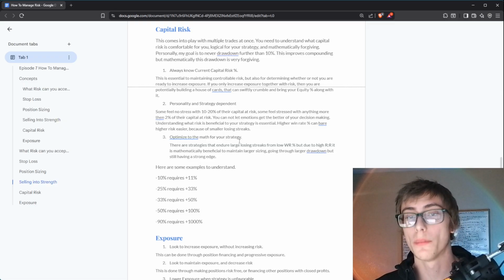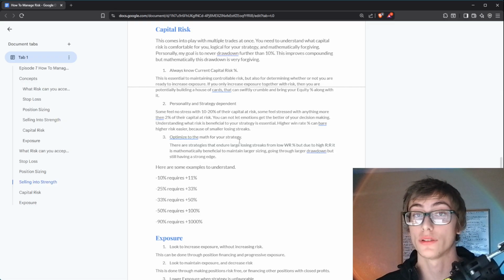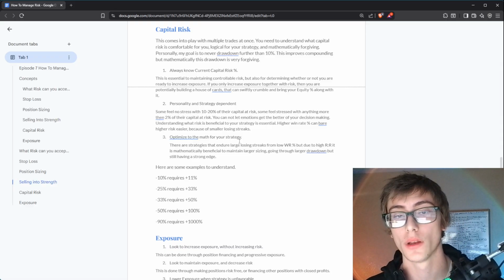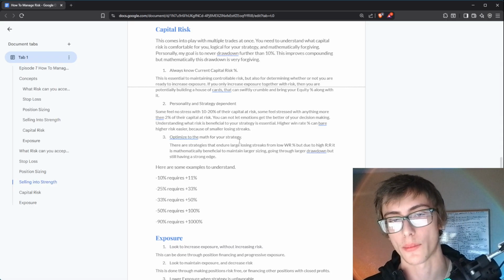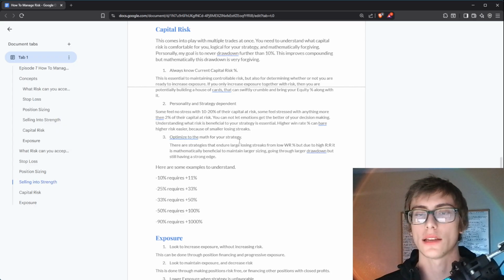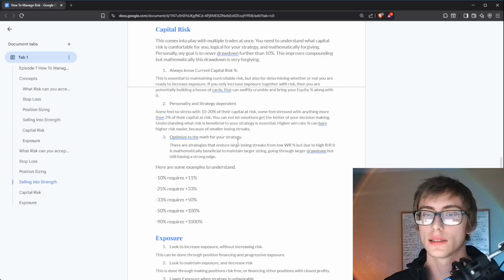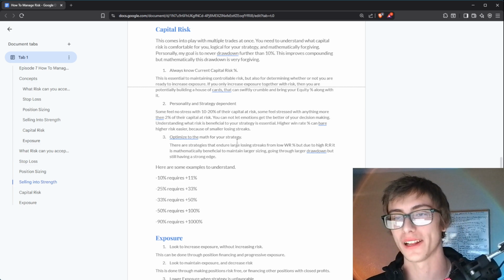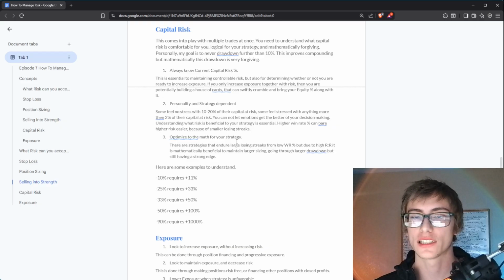This improves compounding, but mathematically, this drawdown is also very forgiving. I'll go over some examples at the bottom. So point number one, always know current capital risk percentage. This is essential to maintaining controllable risk, because how would you maintain controllable risk if you didn't know what it was? But also for determining whether or not you are ready to increase exposure.